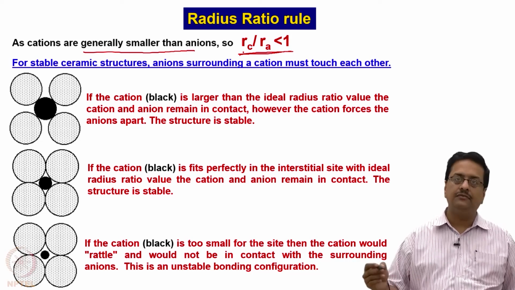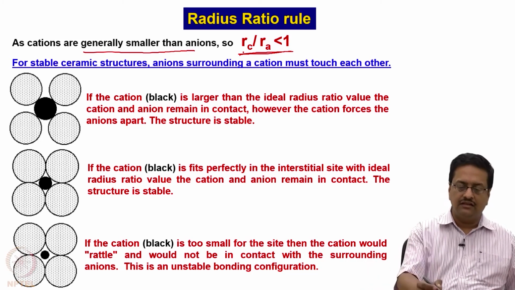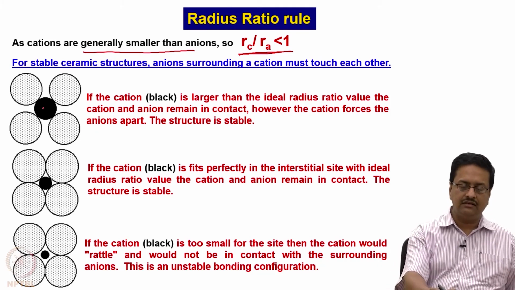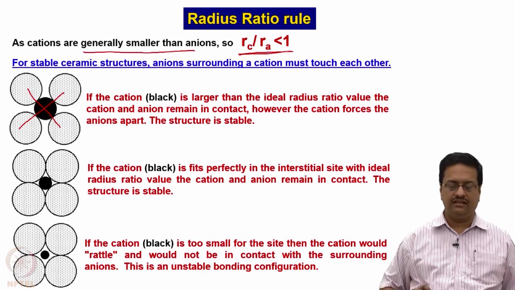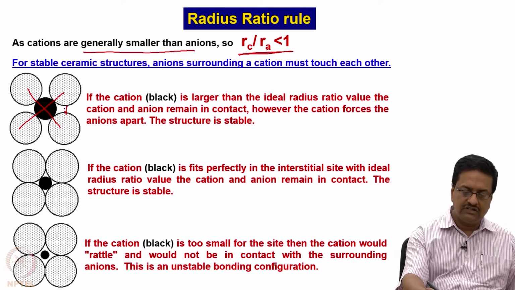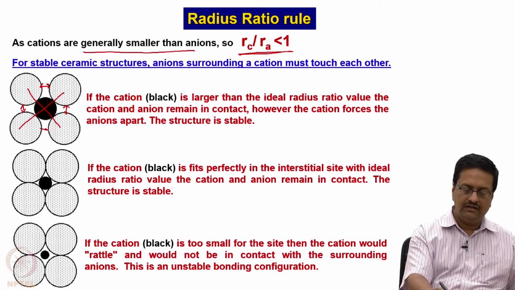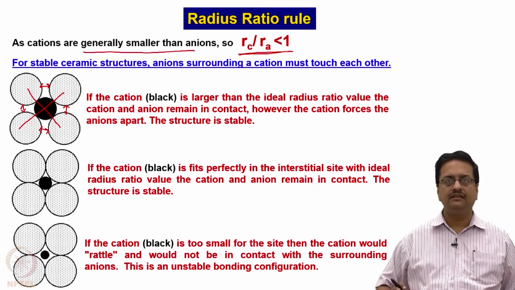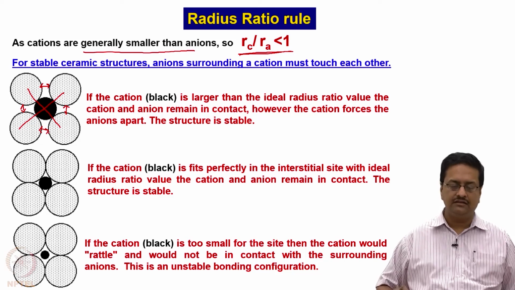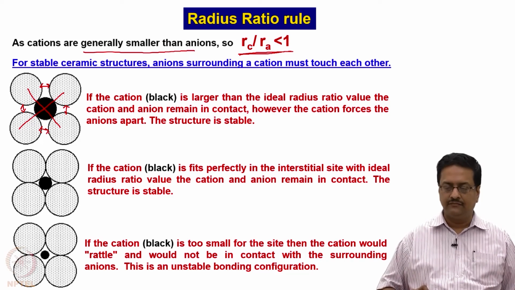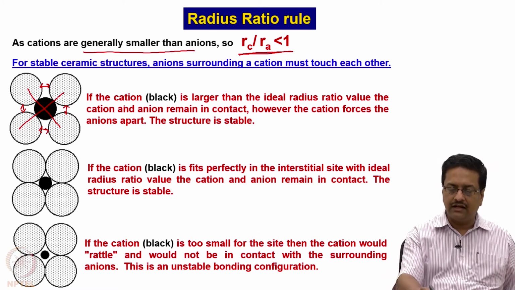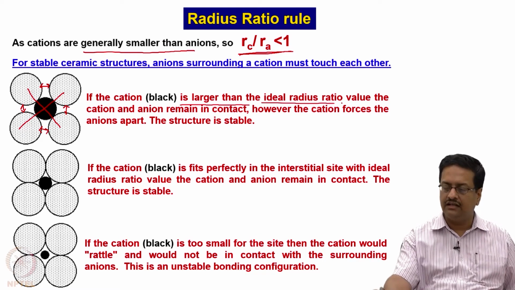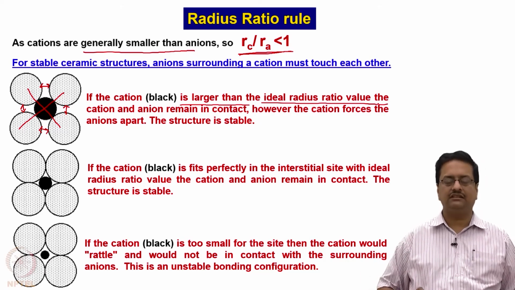So now there can be 4 different situations. In situation 1, the cation is touching all the 4 anions, but the cation is large enough to drive these anions away and generate a gap between the anions. So this is one of the stable conditions where the structure is stabilized. Here the cation is slightly larger than the ideal radius ratio value of that particular crystal packing.